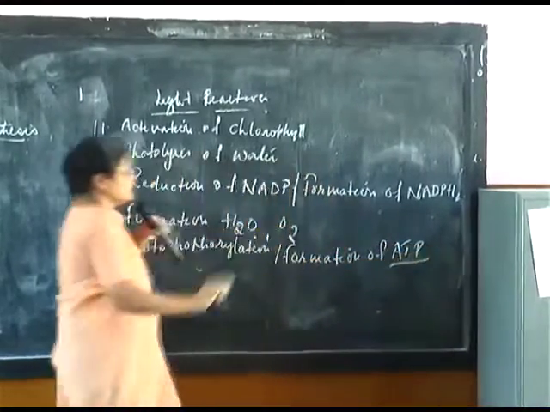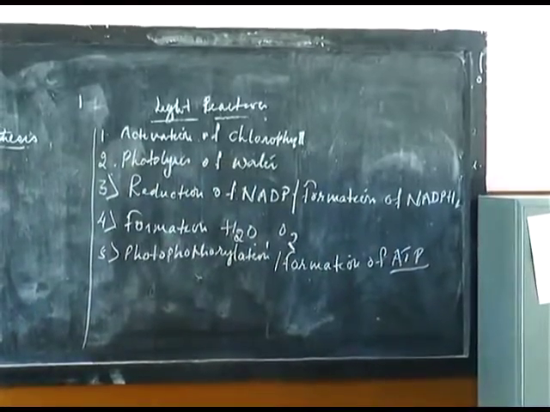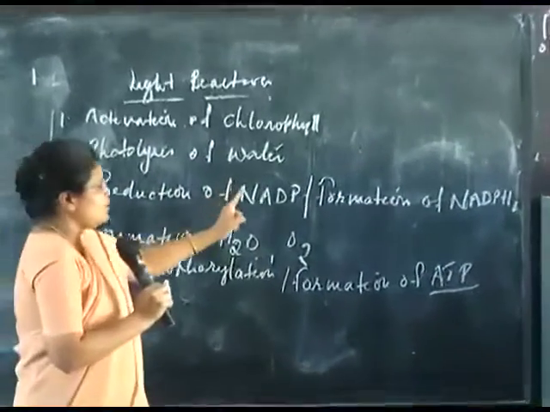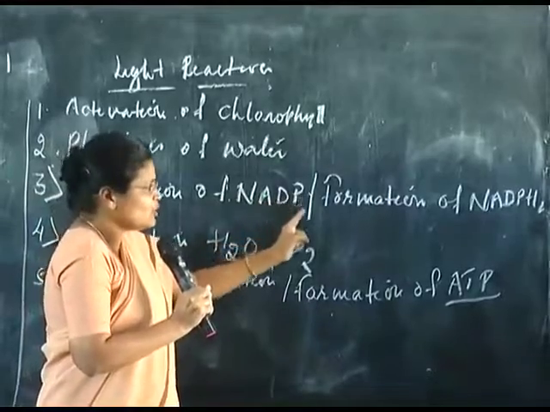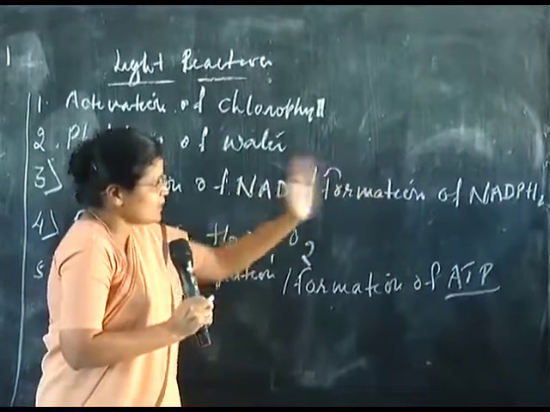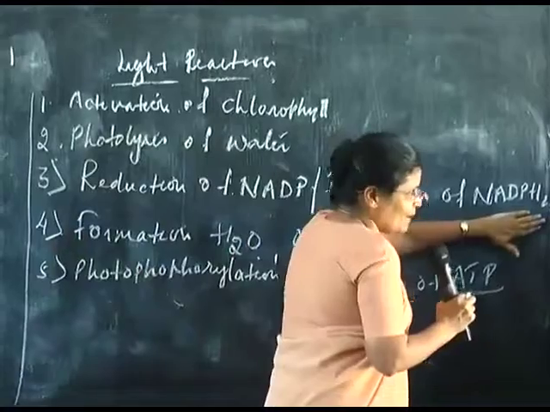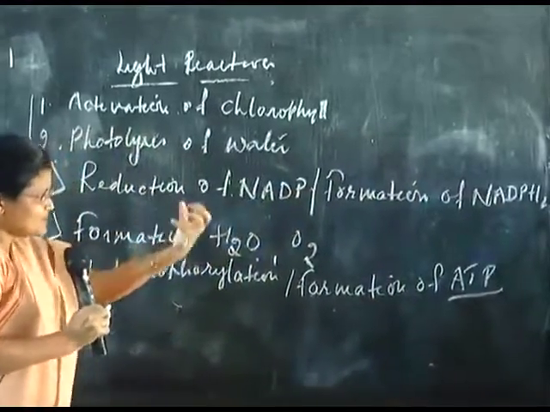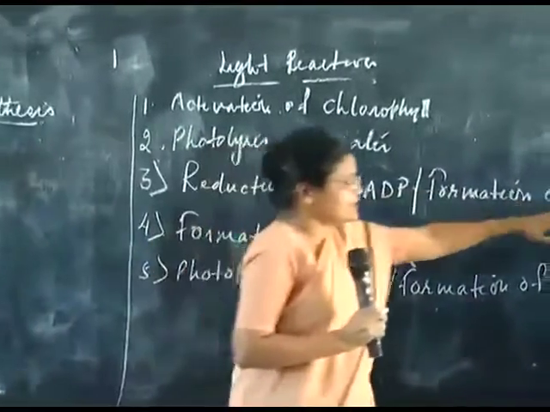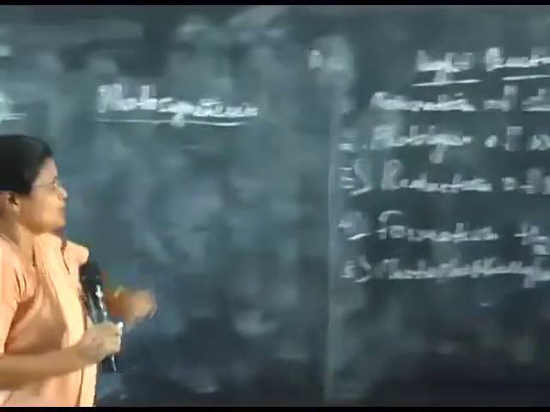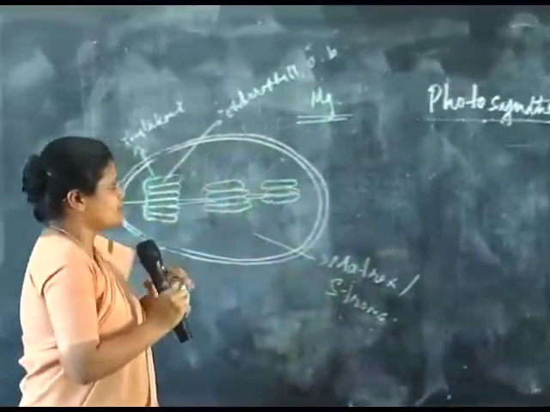Now ATP refers to adenosine triphosphate, and NADP refers to nicotinamide adenine dinucleotide phosphate. This is an energy-rich compound, a compound which will trap energy and get converted into chemical energy. We got the first one, that is your activation of chlorophyll.